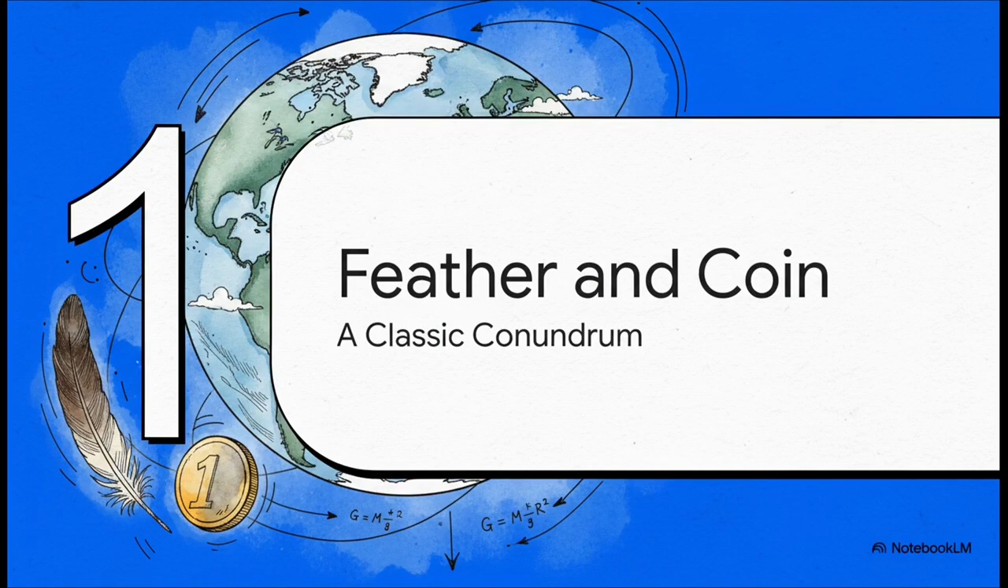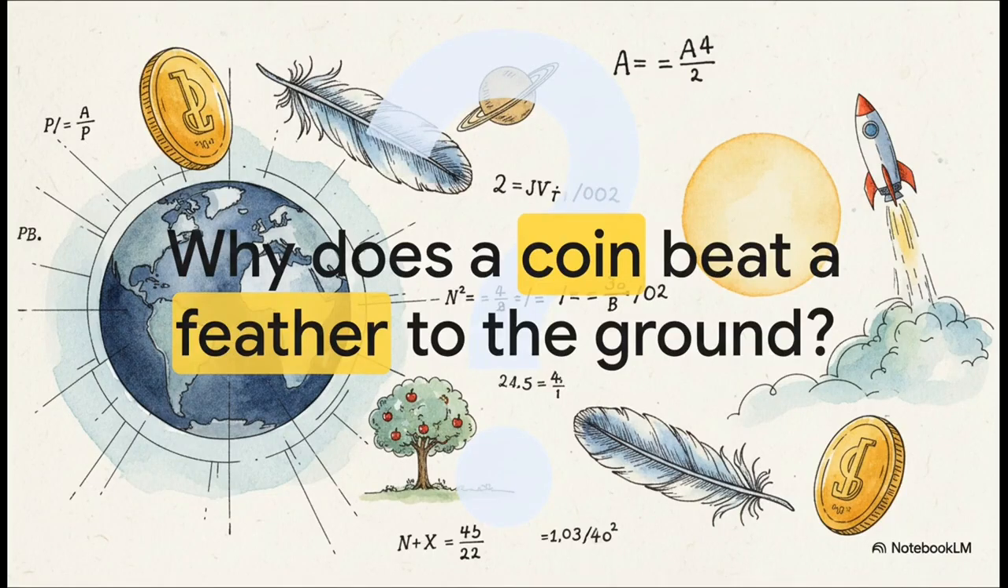Okay, let's start with a puzzle. A really old one, actually. It seems simple on the surface, but it gets to the very heart of how gravity really works. I mean, it's totally obvious, isn't it? You drop a coin and a feather, the coin smacks the floor, while the feather is just kind of floating its way down. So, heavier things fall faster? Simple. Case closed. Or is it?